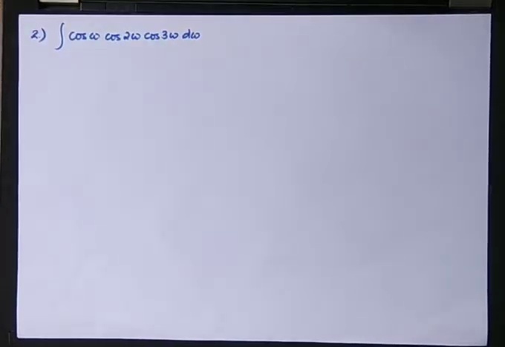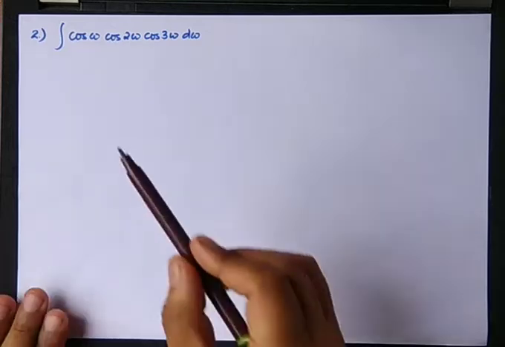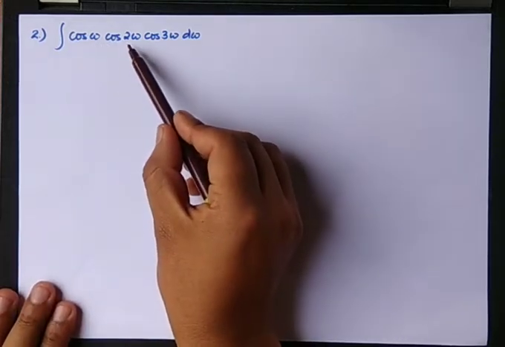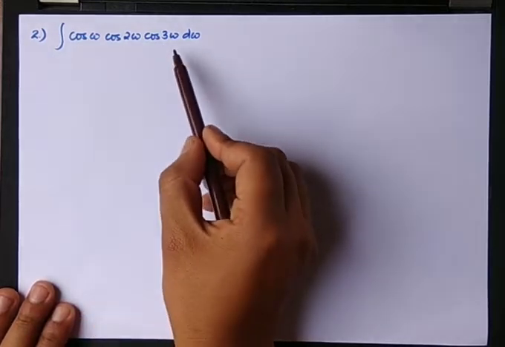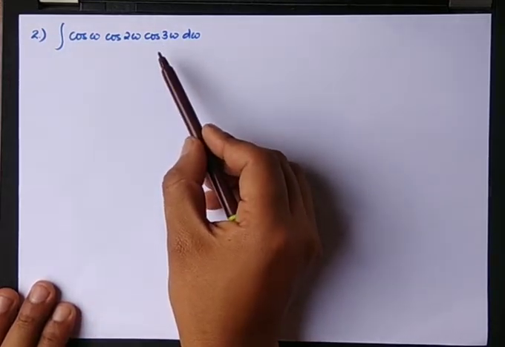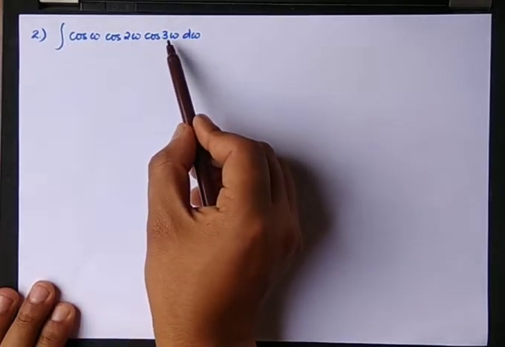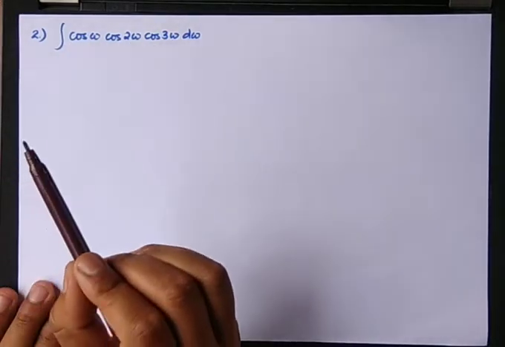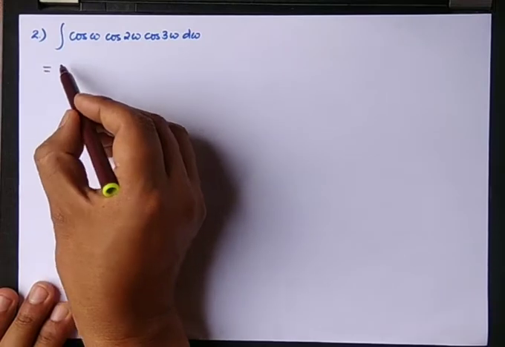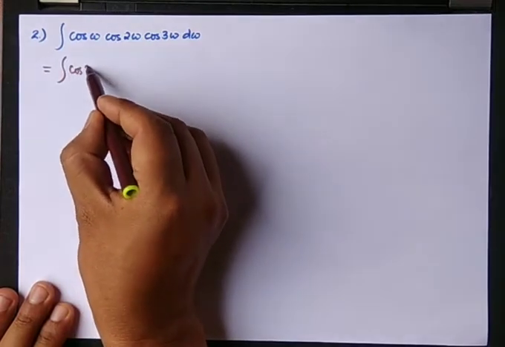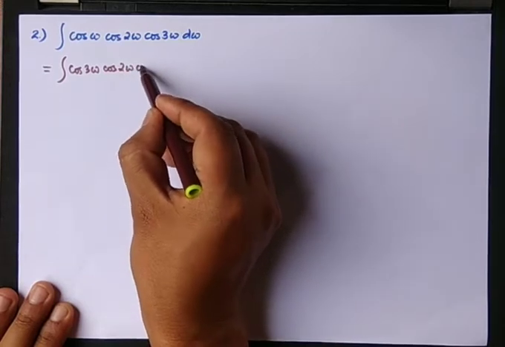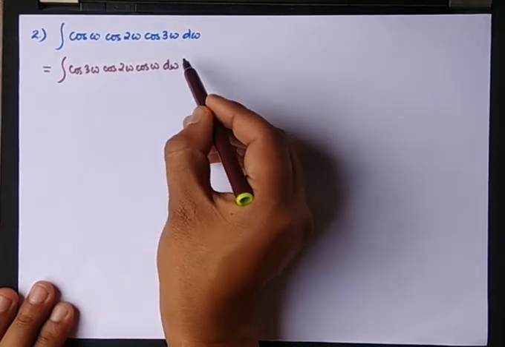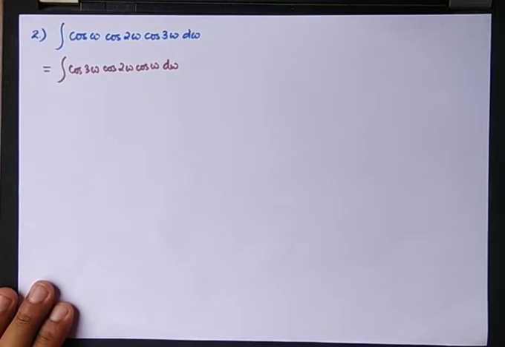Okay, let's see the next sum. So here we have been given three terms: cos omega, cos 2 omega, and cos 3 omega. Okay, so whenever you have this kind of situation, it's better to keep the terms in decreasing order of the angle. That is, I will write this to be cos 3 omega, cos 2 omega, cos omega, d omega. Okay, so decreasing order of your angles.